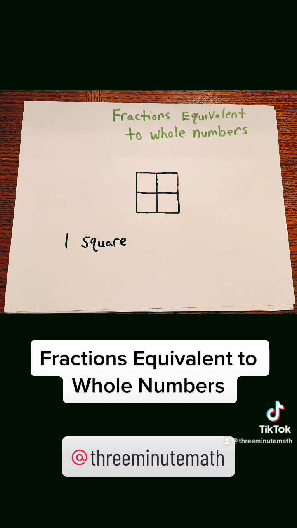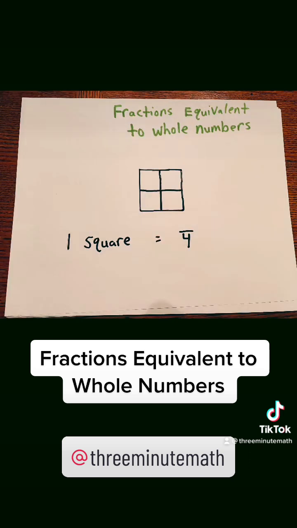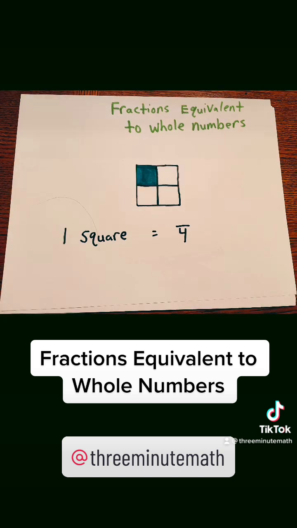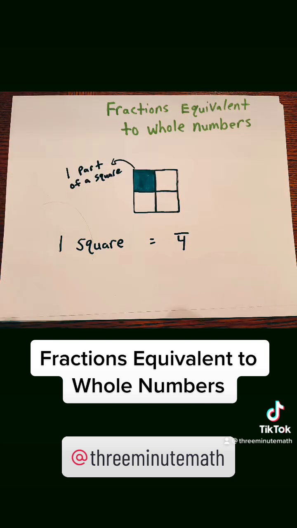Now I'm going to divide that one square into four parts. Those four parts become our denominator. How many of those four parts do we need to shade in to represent the whole square? Well, if we only shade one part, we shaded in 1/4 of the whole square. That's why it's important to know the difference between one whole and one part.